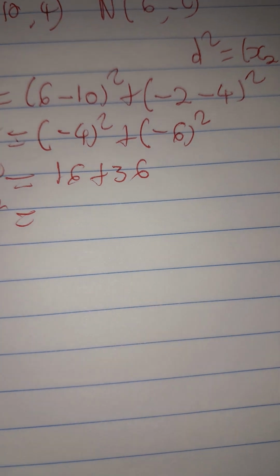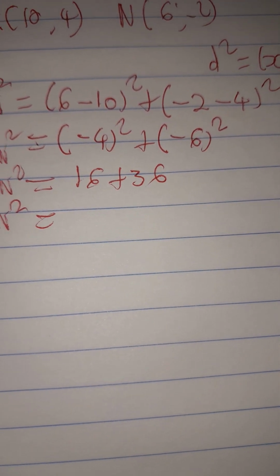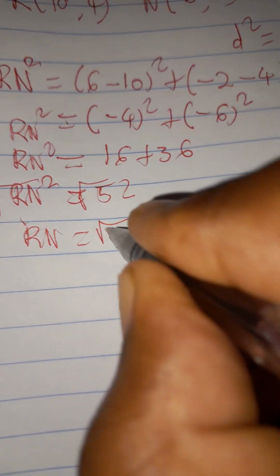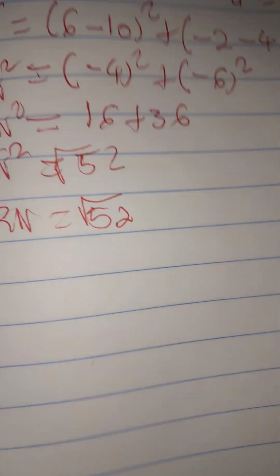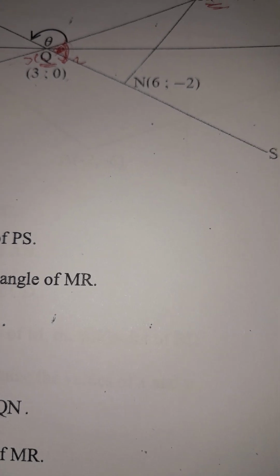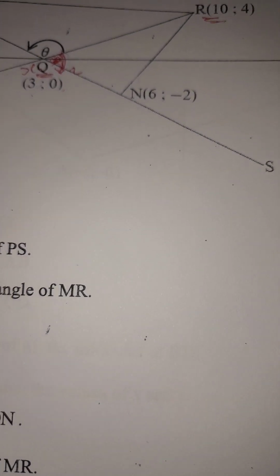So what is 16 plus 36 there? That is 52. So we have 52. So when you root both sides here, this will be RN, which is root of 52. We are going to take the one that is positive, because we are working with a positive distance. We don't have a negative distance, right? Then now let's calculate the values.